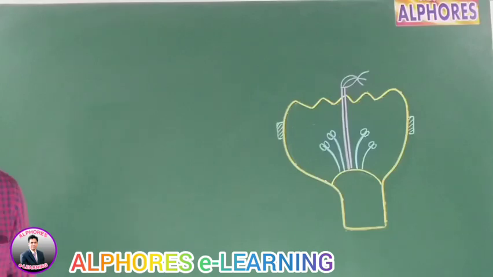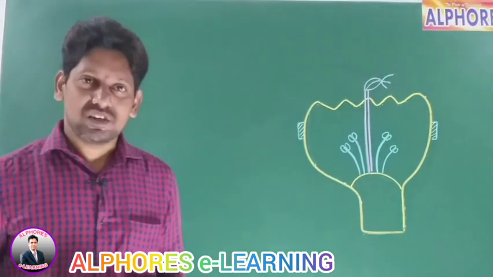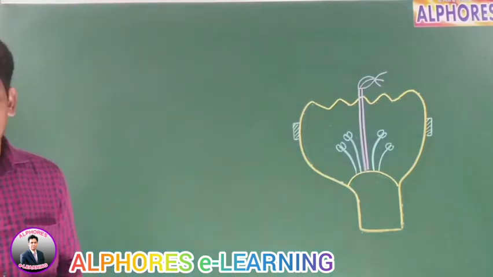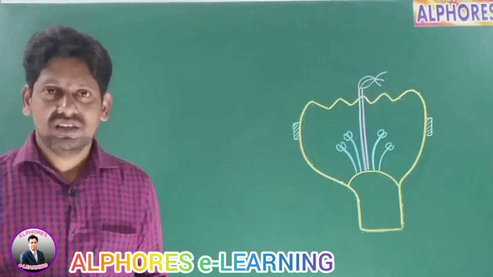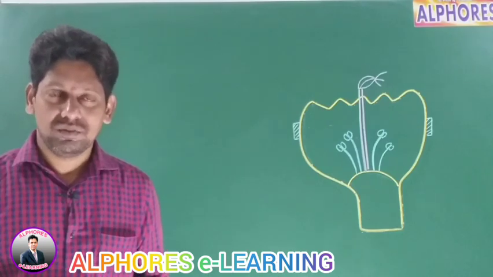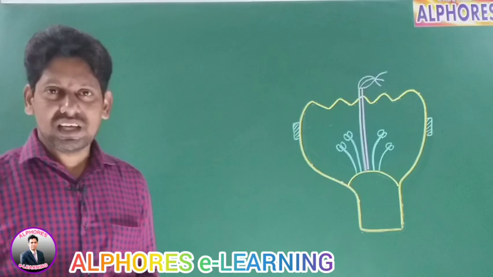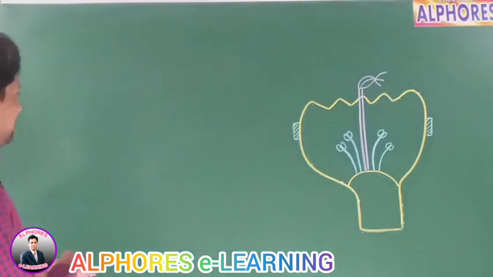Friends, we are discussing special types of inflorescence. Special types of inflorescence are of three types: verticillaster, cyathium, and hypanthodium. Yesterday we completed verticillaster. Now for the second one, what is a cyathium?